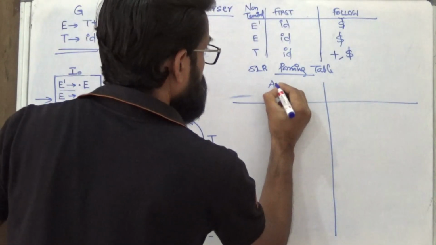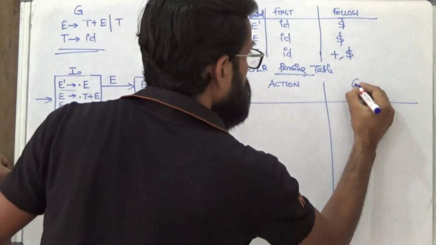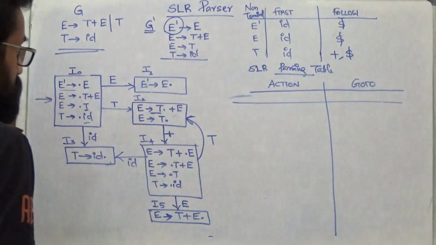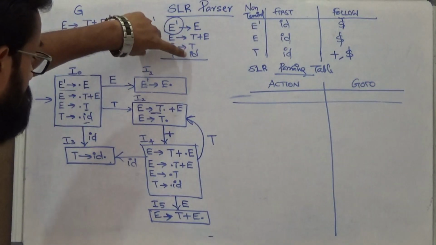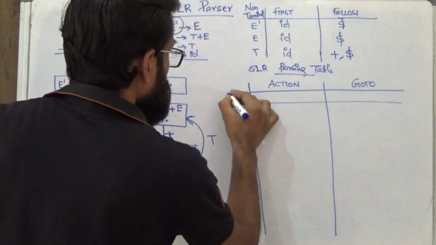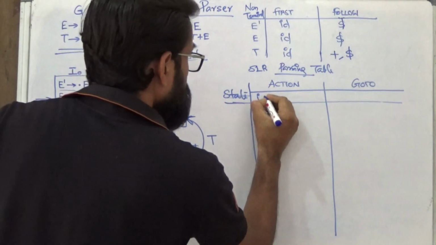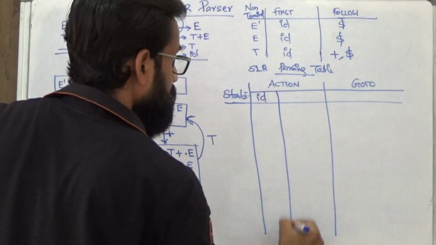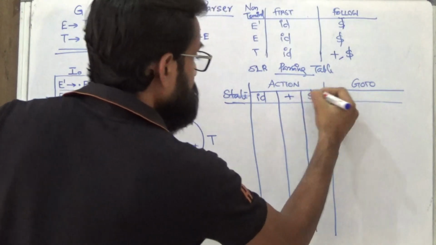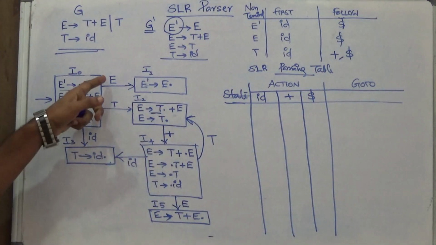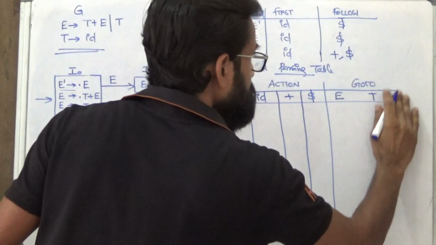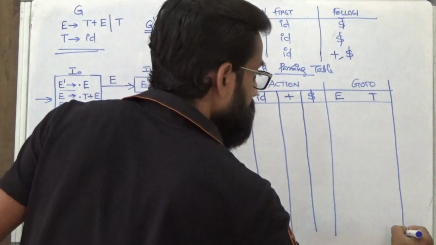So you are having action part and go to part. So here you are having terminals ID and plus. So you are having terminal ID, you are having terminal plus. In addition to that, you have to consider the delimiting symbol dollar in the action part. And the go-to part, you will be having non-terminal symbols only. So the grammar non-terminal symbols are E and T. So in this case, you don't need to consider the augmented grammar.